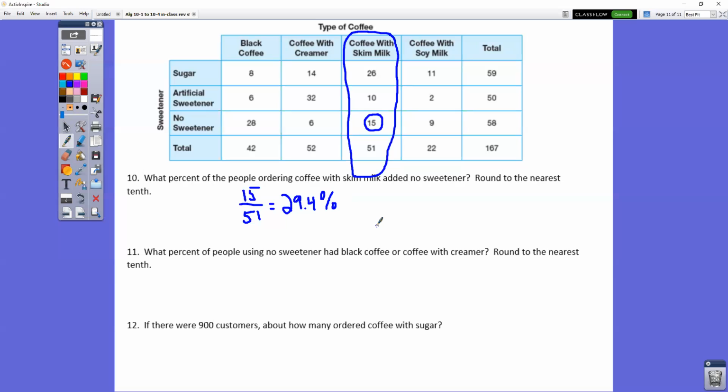Take a look at number 11, similar type of question. What percent of people using no sweetener had black coffee or coffee with creamer? Round to the nearest 10th. Go ahead and try question number 11, please.